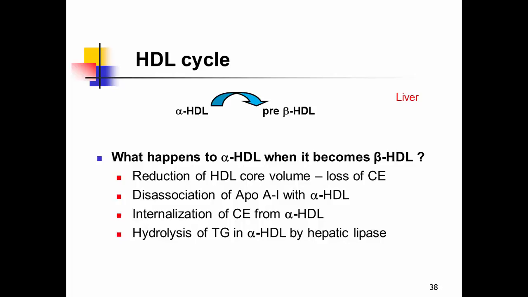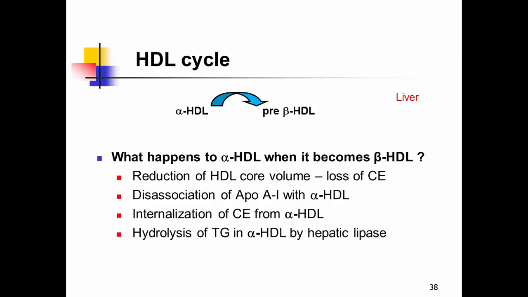Once the cholesterol esters are picked up by the liver, the alpha HDL core volume is reduced because of the loss of cholesterol esters. And the ApoA1, which is on the alpha HDL, is dissociated from the alpha HDL. So alpha HDL also loses the ApoA1.